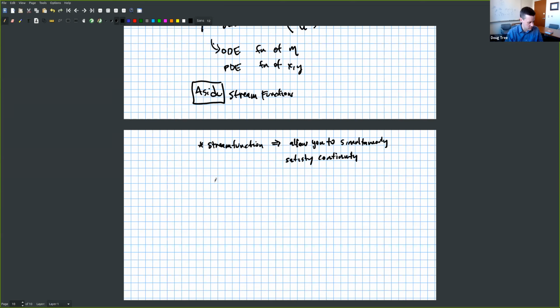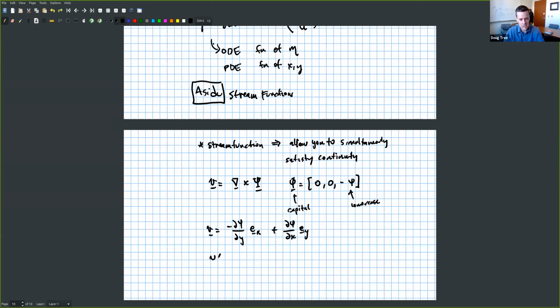Okay, and so what people did is they defined the velocity as the cross product of some vector called psi, where psi vector is equal to 0, 0, minus not capital psi, so lowercase psi. So this is a capital psi and this is a lowercase, so hard to see. Okay, and when you do this, if you plug this in here, what you'll find is that the velocity is equal to minus d psi dy in the x direction plus d psi dx in the y direction, or in other words, Vx is equal to minus d psi dy and Vy is equal to d psi dx.